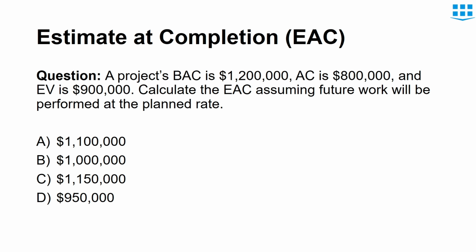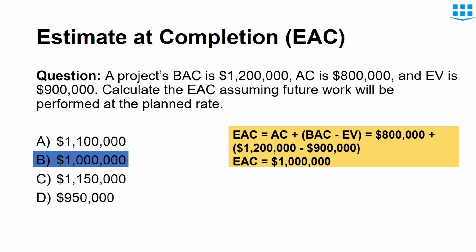Here is another example of EAC. A project's BAC is $1.2 million, AC is $800,000, and EV is $900,000. Calculate the EAC assuming future work will be performed at the planned rate. So this question is similar to the one we have just solved. You can pause the video and solve the question and check the answer later on. So the answer is $1 million.